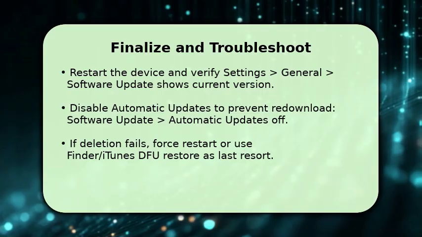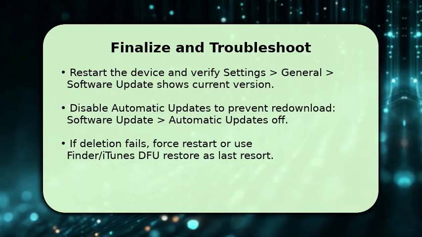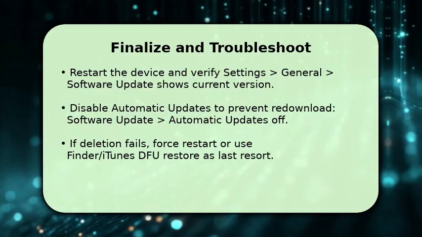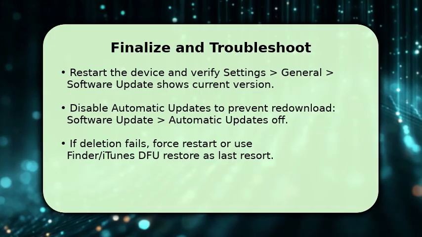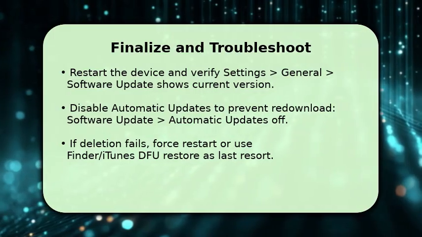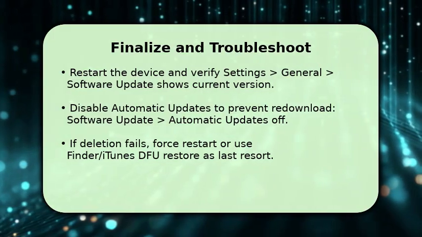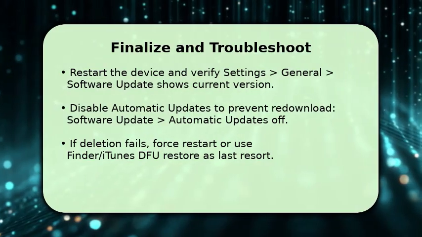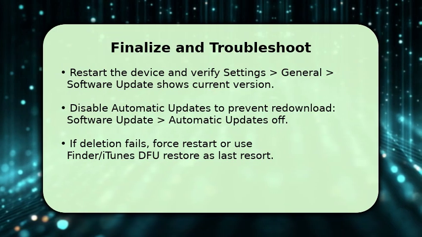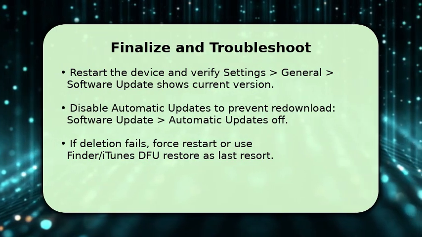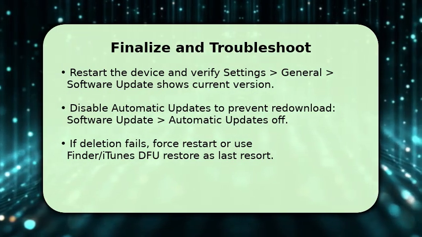Make sure to disable automatic updates so iOS won't redownload. Go to Software Update, open Automatic Updates, and turn it off. If the delete action fails or the update keeps reappearing, try a force restart. If that still doesn't work, connect to Finder or iTunes and use DFU Restore as a last resort to remove stubborn installer files. One tip: always keep a recent.